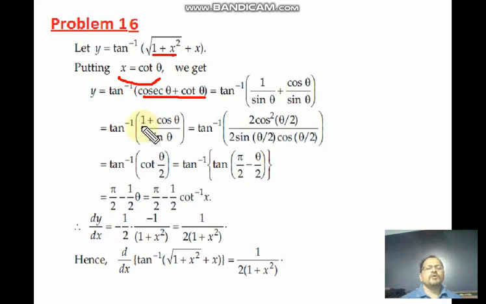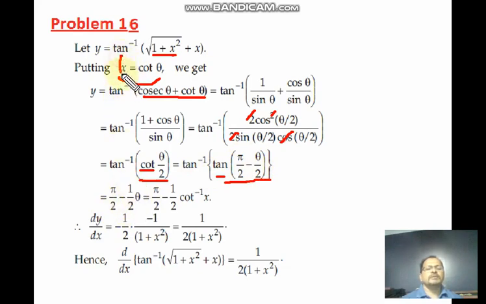Use the formula for 1 plus cos 2 theta and sin 2 theta to get 2 cos square theta by 2 and 2 sin theta by 2 cos theta by 2. One term of cos will get cancelled, 2 will get cancelled. Tan inverse cot theta by 2, that is tan inverse tan of pi by 2 minus theta by 2. We can convert cot to tan by using pi by 2 minus theta. Tan inverse tan is cancelled, remaining is pi by 2 minus half theta.